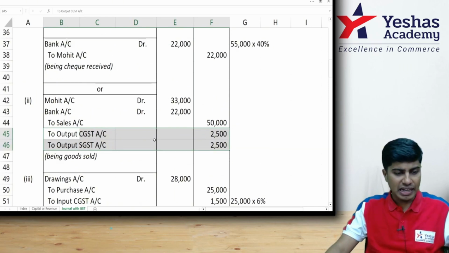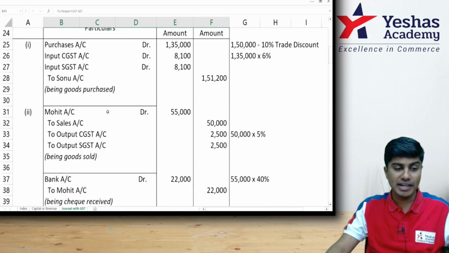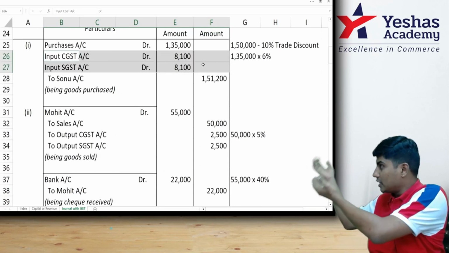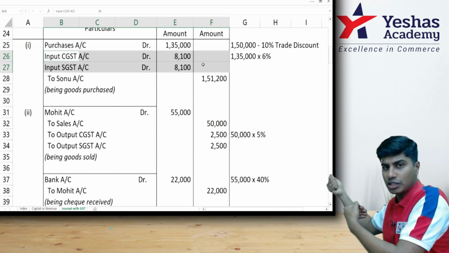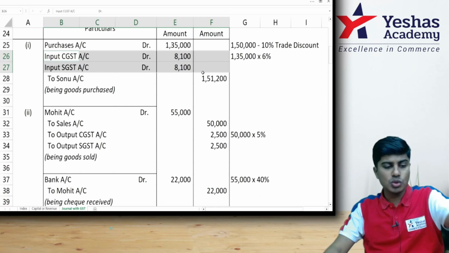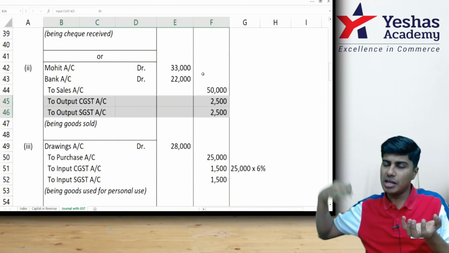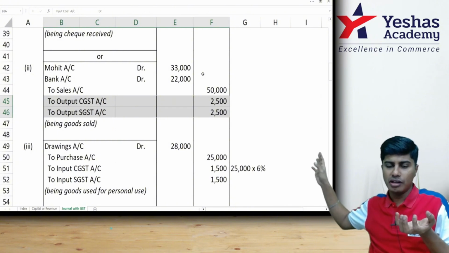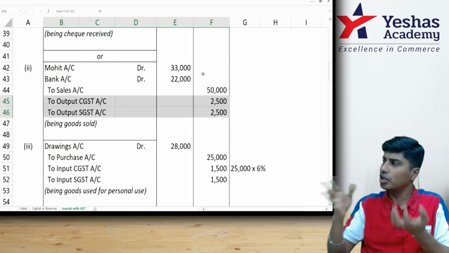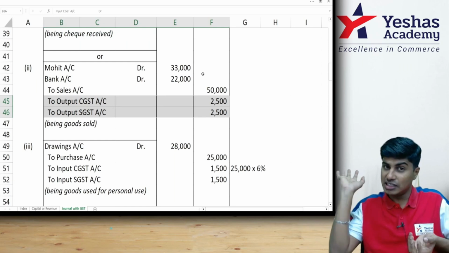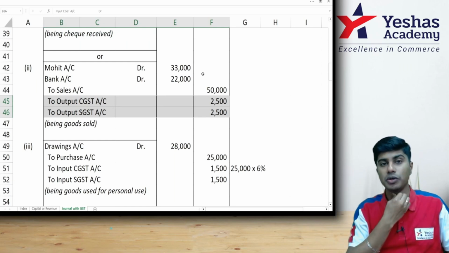Previously, I had paid some money to Sonu towards GST. When I purchased goods from Sonu, I paid 16,200. Now, when I sold goods to Mohit, I have collected 5,000. Because I have already paid 16,200 to government, I will tell the government this 5,000 I will not give, I will keep it with me. If I am doing it, it is that 16,200 what I paid is taken as input.